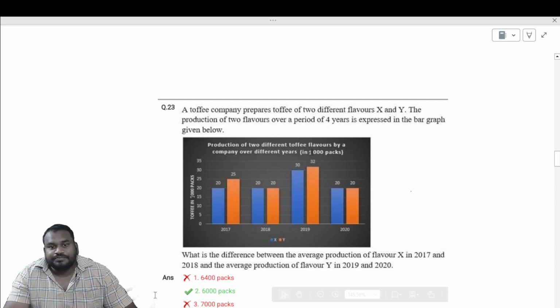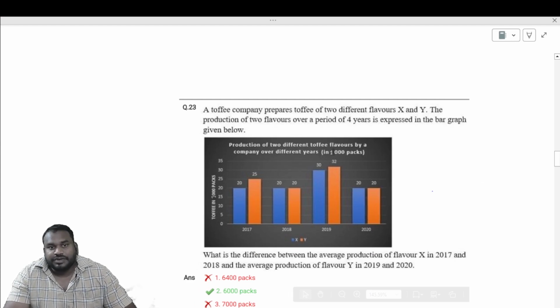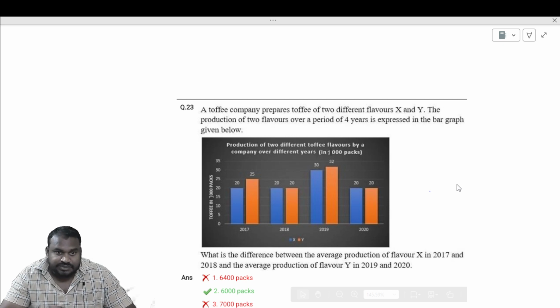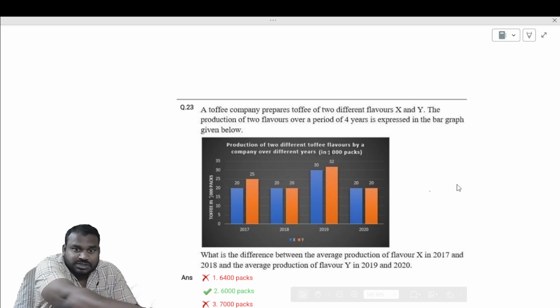Trophy company. A trophy company prepares trophies of two different flavors, X and Y. Production of the two flavors over a period of 4 years is expressed in the graph, where we can see there are two different flavors X and Y. How their products performed in 2017, 18, 19, and 20 was given as a table. So, what is the difference between the average production of flavor X in 2017 and 2018, and the average production of flavor Y for 2019 and 2020?